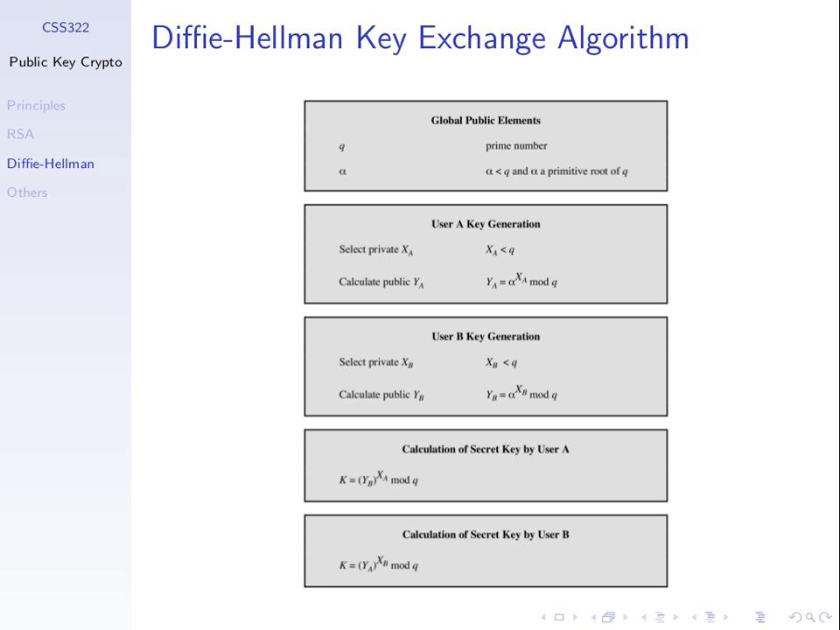The goal is that both users have the same secret value, K in this case, and that no one else can find that secret value. If we follow these steps, we'll see that they get the same K, and we'll show why no one else can find that value of K. So let's demonstrate this with an example.